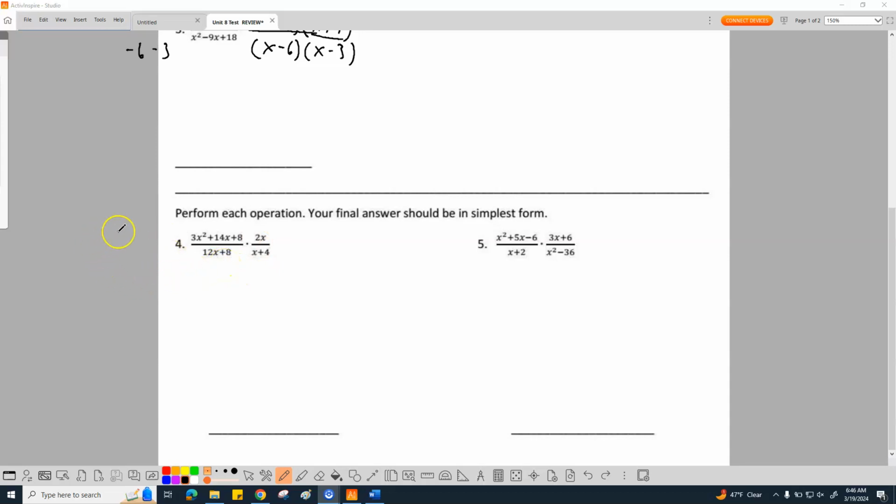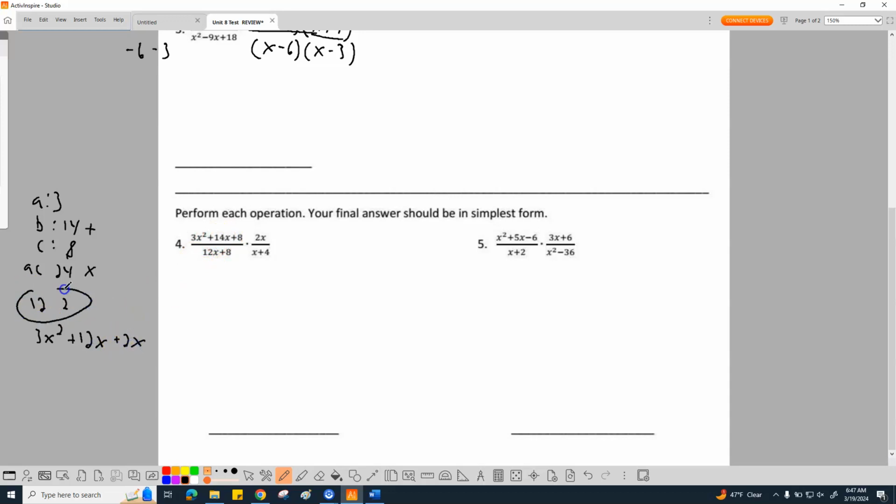So in order to do that, check out number 4. We have A is equal to 3, B is equal to 14, and C is equal to 8. And if you're wondering, I'm talking about the numerator right here. So I'm looking for AC is 24. So what multiplies to that and adds to that? 12 and 2, I believe. So then what I can do is I'm going to go ahead and break up this. So I have 3x squared plus 12x, because I'm breaking up that 14x, y'all, plus 2x.